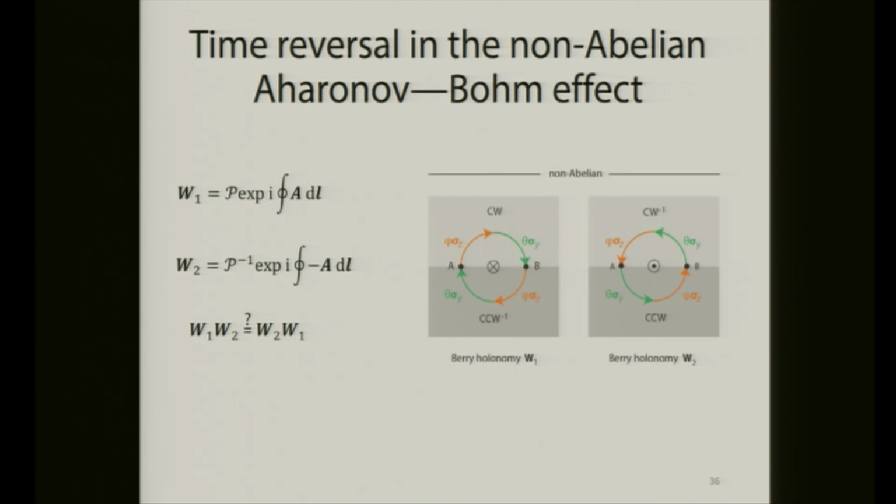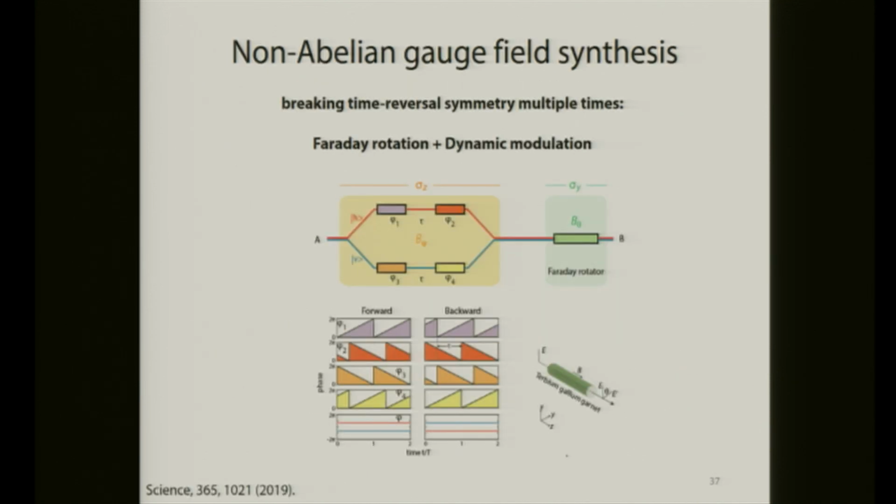But if you do something similar for the non-Abelian AB effect, if you do this loop operator and its time reversal partner, you can find that they are no longer commutative. So that differentiates the non-Abelian and Abelian AB effect. So we would like to realize this non-Abelian AB effect with optical systems. So what we need to do critically is to break time reversal symmetry in different ways.